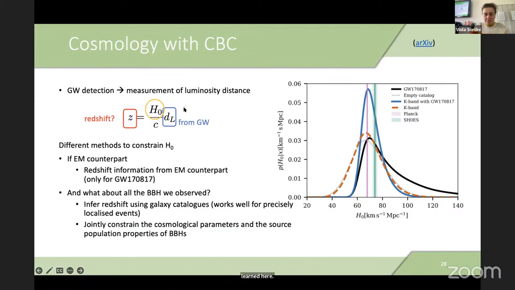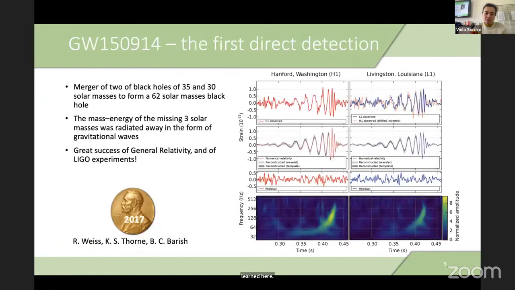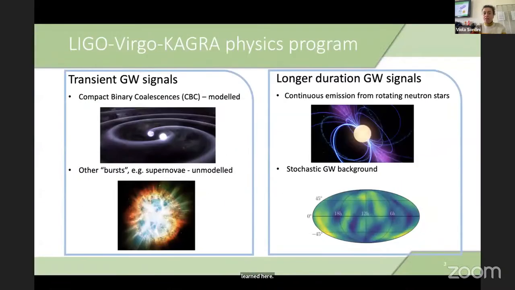We do search for many things. That's the problem with CBCs. You have seen with matched filtering that it's a super powerful technique when you know exactly the waveform. But if you search for something very particular, you only find what you're looking for, right? So people sometimes are worried, like, imagine we have another signal, a different signal.